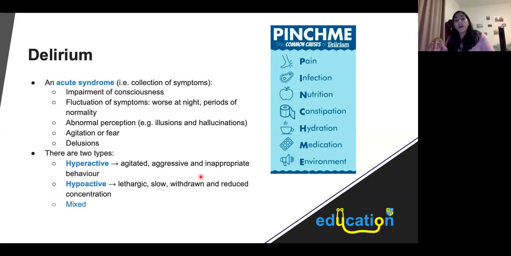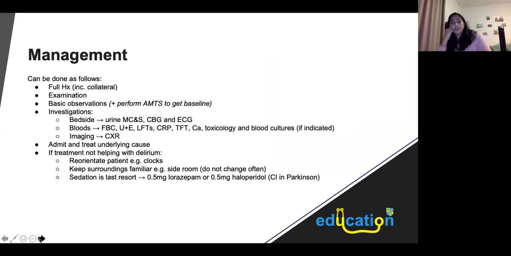And that's why there are conservative measures. For example, sometimes we'll get a family member to come and help with the de-escalation, because the patient will recognize them. They might not recognize everyone else, but they'll recognize them, and it helps ground them a bit. In terms of management, we want to go through your PINCH ME and think about what could be causing this, and do your history, your exam, your obs.